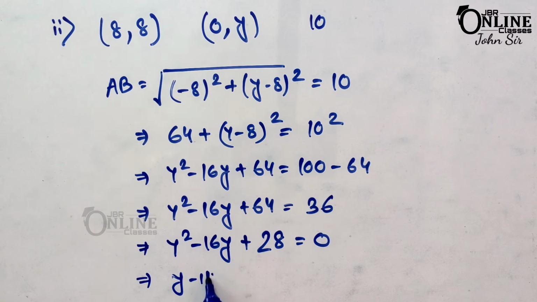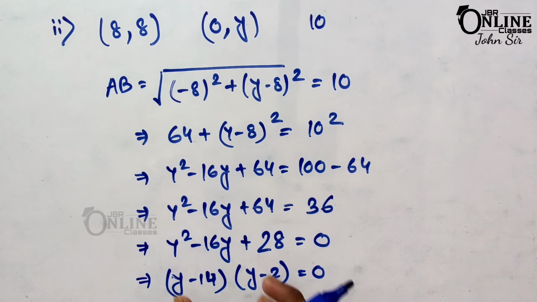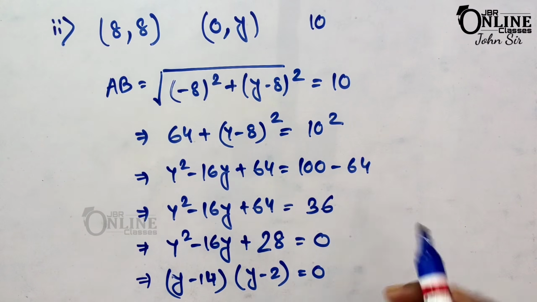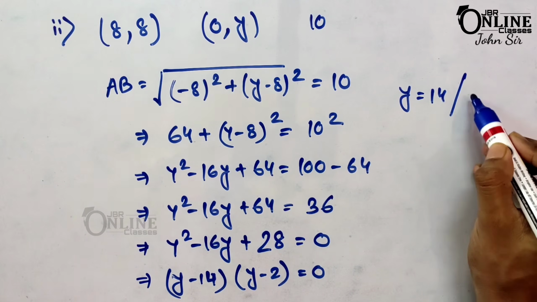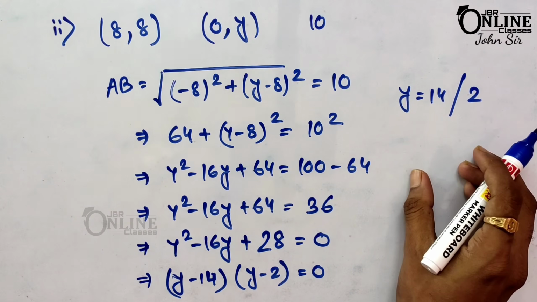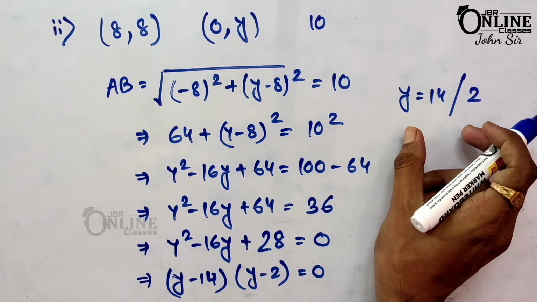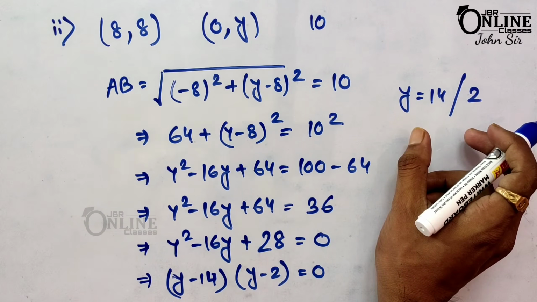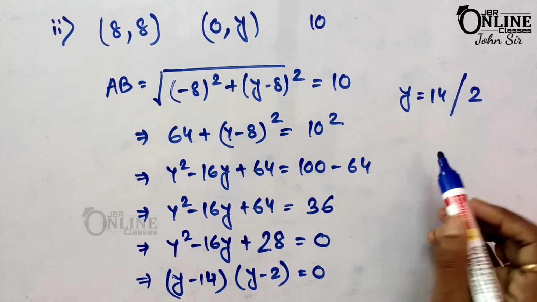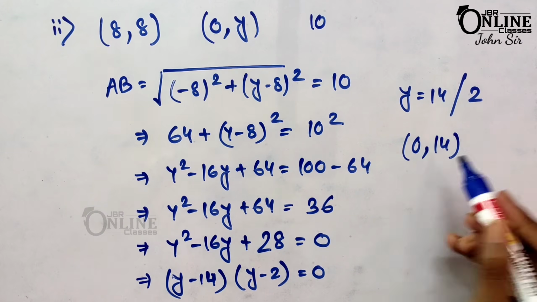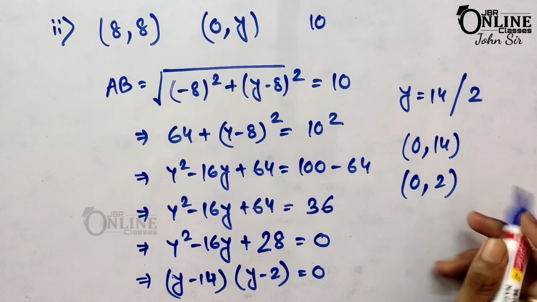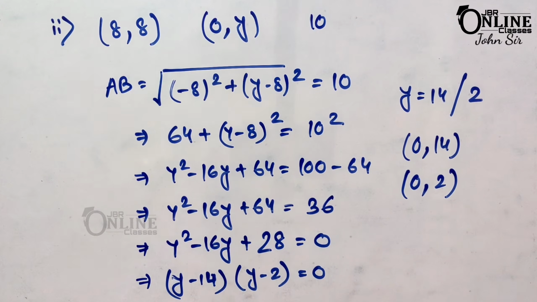So (y minus 14) and (y minus 2) are the two factors of this quadratic equation. So from that you can easily write down y equals 14 or y equals 2. Okay, so if y equals 14, then the coordinates will be (0, 14), and if y equals 2, then the coordinates will be (0, 2), as your answer.